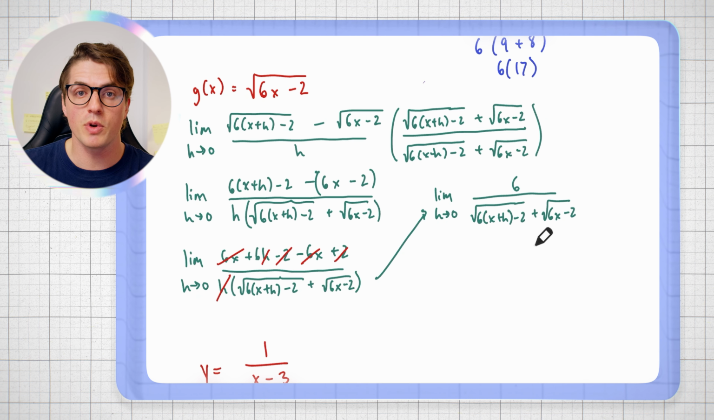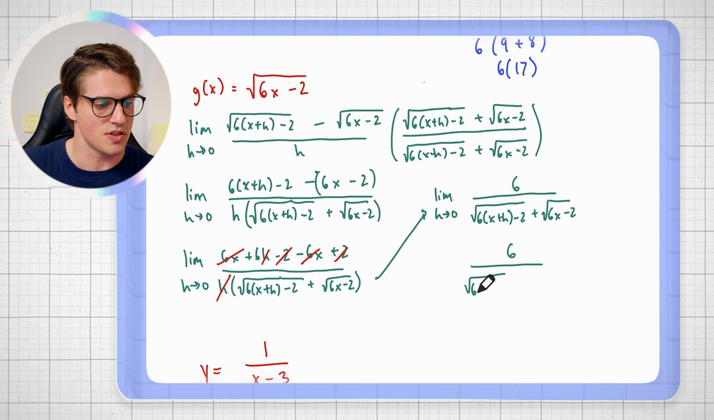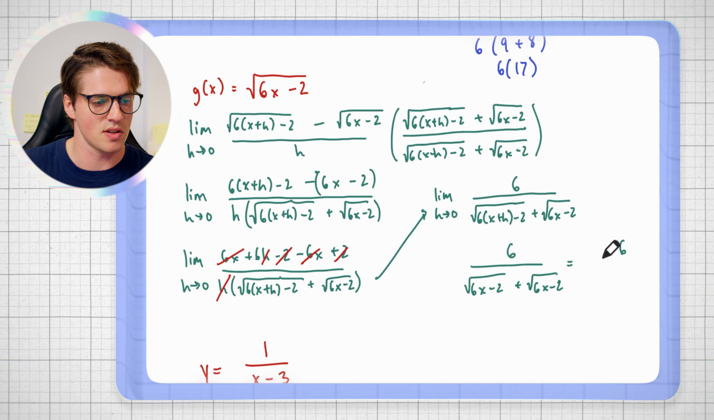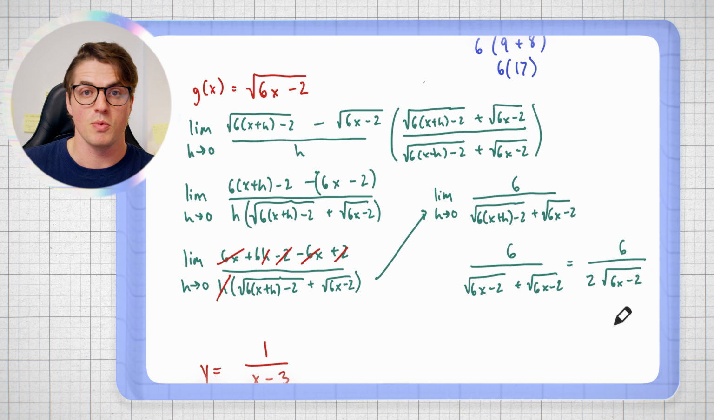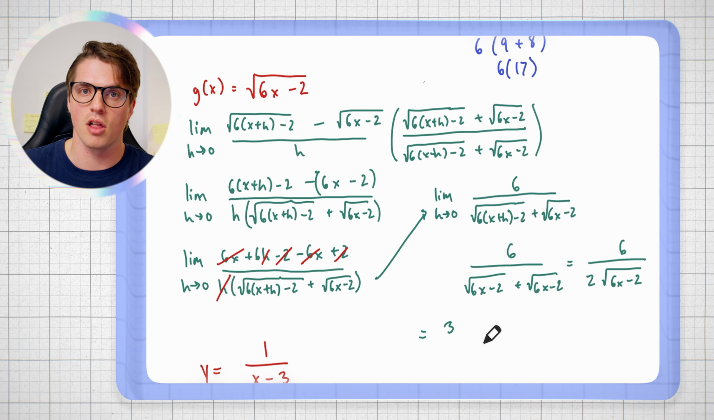Okay, now we can just plug in h is 0. So we have 6 over the square root of 6x minus 2 plus the square root of 6x minus 2. We have 2 of those. So if we want to simplify, we'd say 6 over 2 times the square root of 6x minus 2. We can simplify further. We could say 3 over all of that.